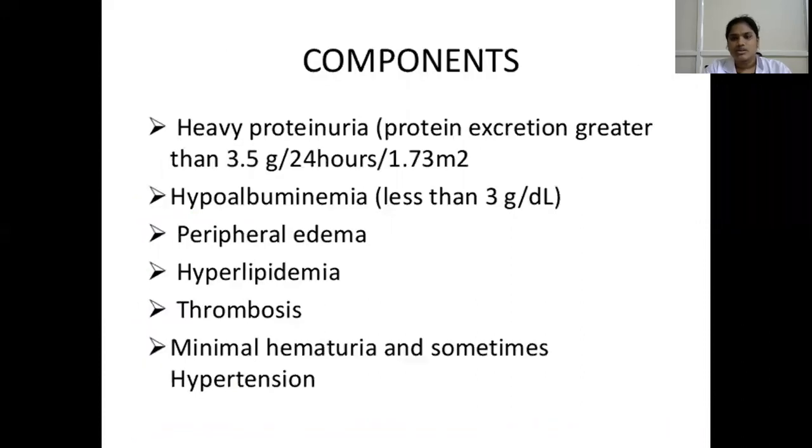Next, these are only the components. So heavy proteinuria, so the protein excretion is greater than 3 to 3.5 grams in 24 hours, and hypoalbuminemia less than 3 grams per deciliter, and peripheral edema, hyperlipidemia, thrombosis, hypercoagulability, and minimal hematuria, and sometimes hypertension is seen.